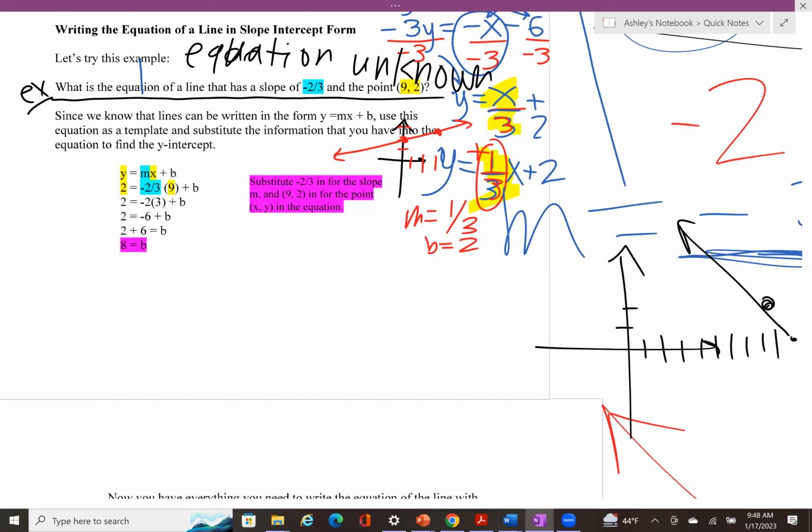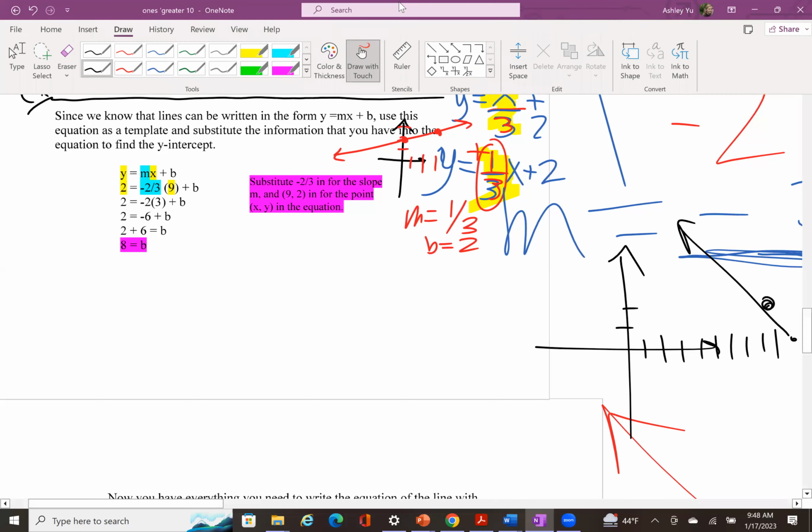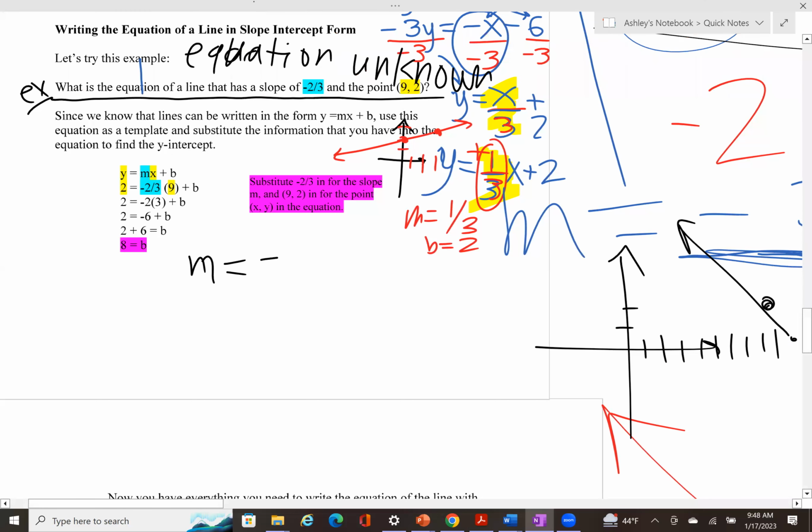But if I want the equation, then I have to do some work. But it's not too bad. They've given me the slope, negative 2/3. And then there's a point on the line. It's not the y-intercept, obviously, because it's not on the y-axis, but still, that's enough information to get the equation.